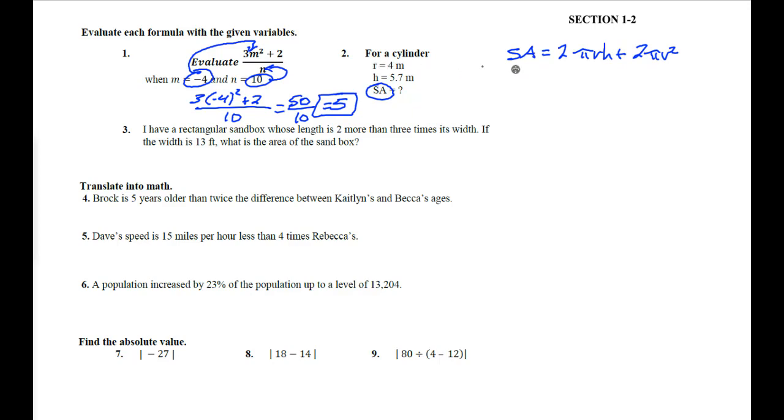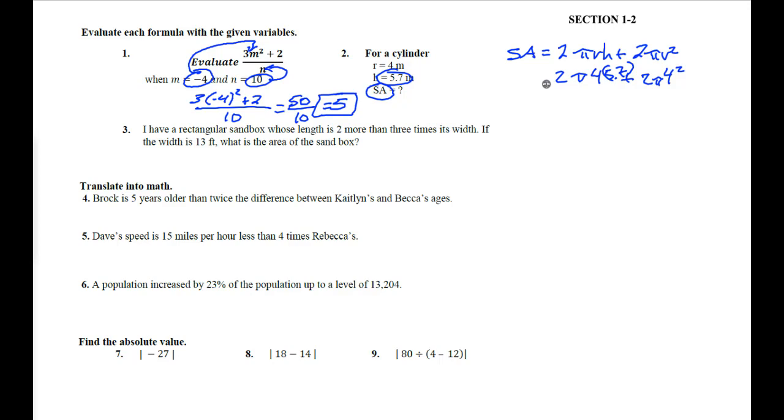So 4 goes in for r. So a 4 goes there and a 4 goes there. That'll be squared times pi times 2. Plus, let me see, what's h? 5.7. So 5.7 goes in for h here, and then a pi and a 2. So we'll need to punch that into our calculator, and I'll read off what I punch in.